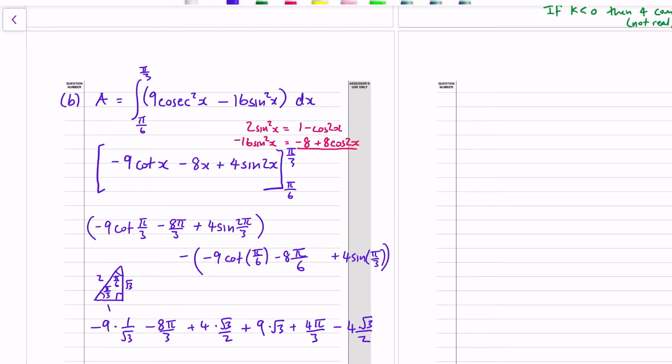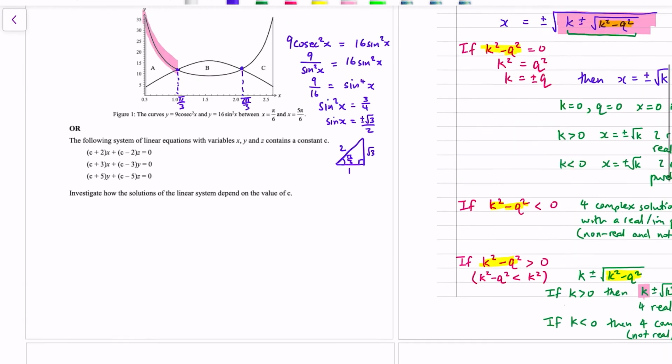Okay, and then if you evaluate that, it's really tedious, but if you simplify all those things, you should get 6 root 3 minus 4 pi over 3. Okay, well at least that's what the mark schedule says.